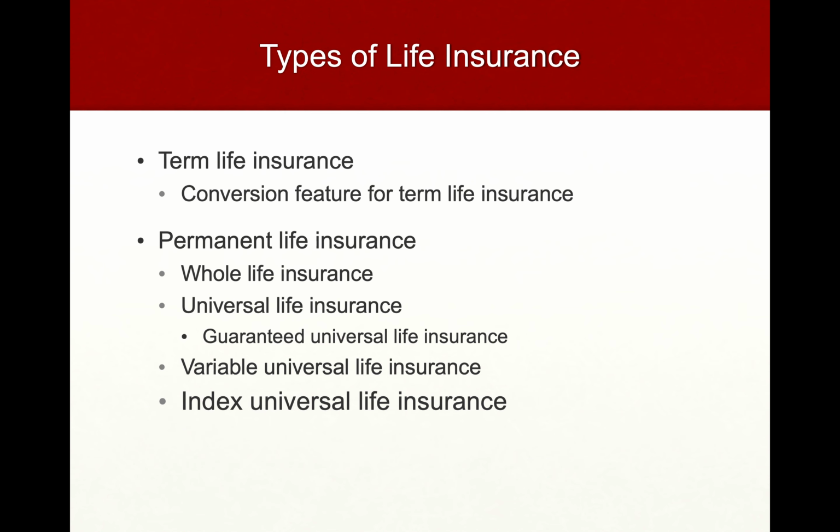Now, there's types of insurance that we need to cover. Again, these are covered in much more detail in the insurance class. There's term life insurance. It's basically pure insurance. You pay every year. There's no cash value built up to it. There is something that's very important, however. That's the ability to convert it to a permanent policy at some future point.